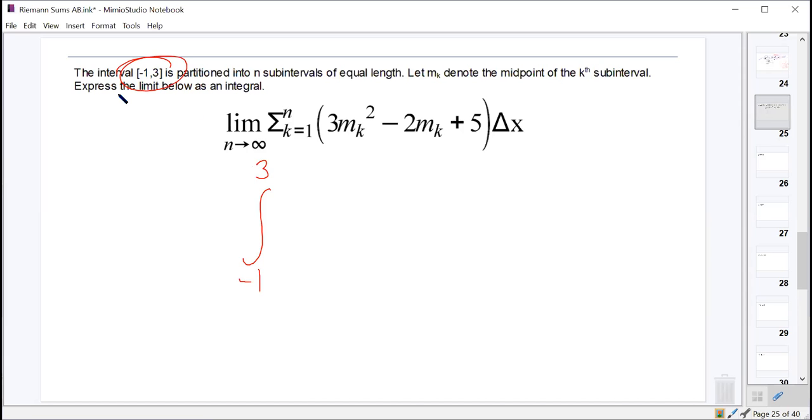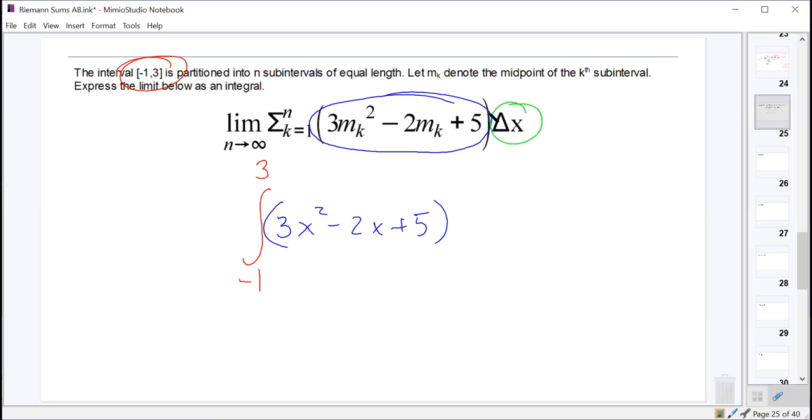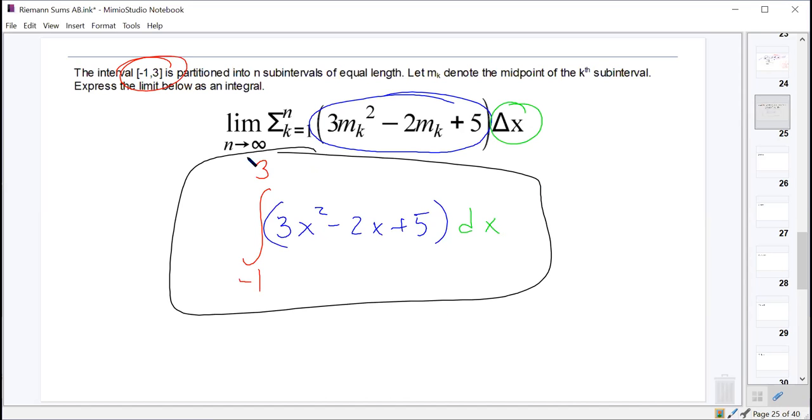From a lower limit of -1 to an upper limit of 3. That came from right there. Okay. What is the function that we are looking at? It comes from this, doesn't it? Should be 3x squared minus 2x plus 5. And the delta x should become a dx. And that is this limit expressed as an integral. Okay, so that's taking it from Newton's notation into Leibniz's. Good or no? Any questions on how we went from Newton's to Leibniz's?